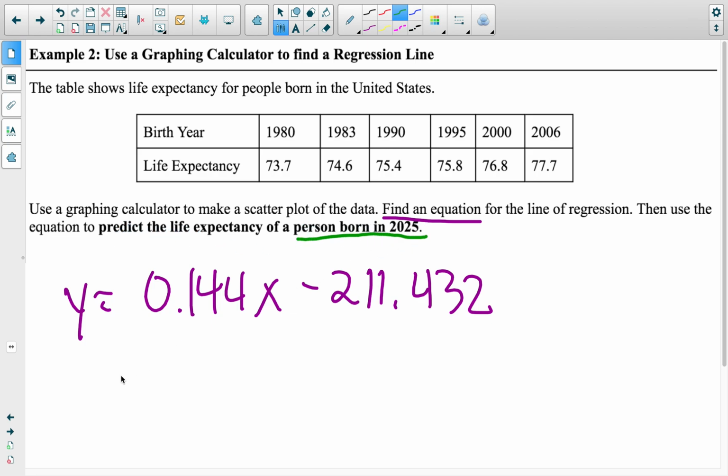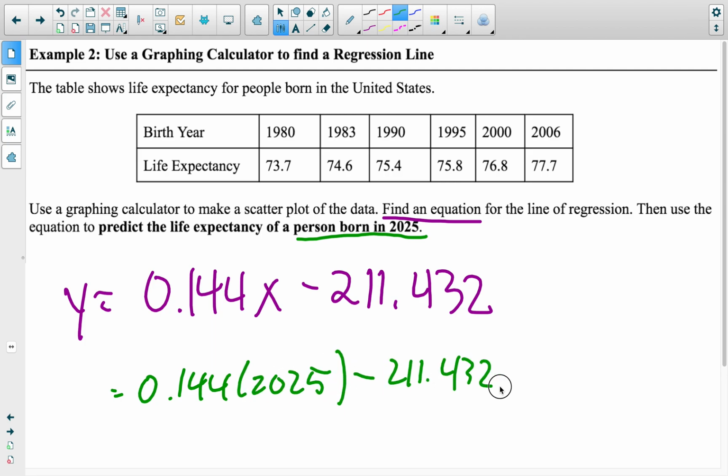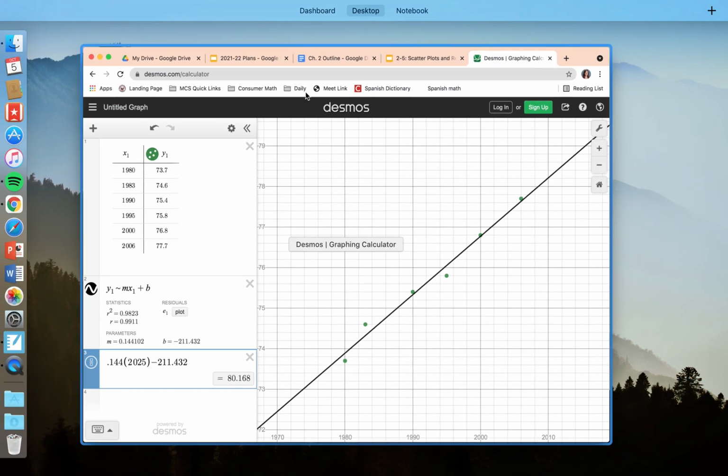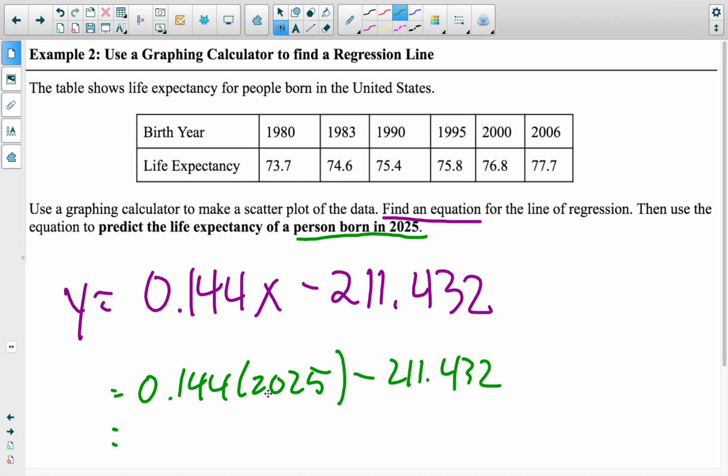And then for this next task, we want to use it to predict the life expectancy of a person born in 2025. The big picture with this, we're going to plug in 2025 for x. So 0.144 times 2025 minus 211.432 is what we want. Go back to Desmos. Type it in very carefully, 0.144 times 2025, close your parentheses, minus 211.432, and we see that it would be 80.168 years of age.